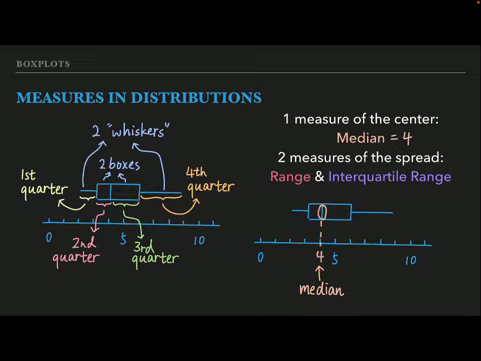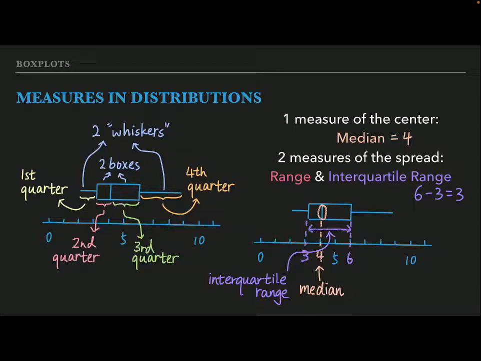Now let's think about the length of the boxes. It spans from the beginning of the second quarter to the end of the third quarter, so it represents the interquartile range, i.e., the range of the middle 50% of the data. The boxes start at 3 and end at 6, so the length is 6 minus 3 equals 3. And the interquartile range will be equal to 3 as well.